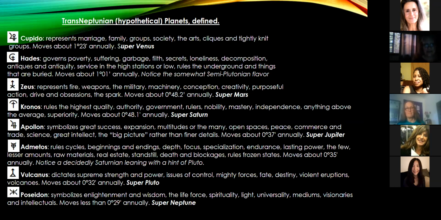Zeus, well, that looks like a rocket, so that suits Zeus. This image right here suits Zeus perfectly and represents fire, weapons, the military, machinery, conception. So there's a spark right there. You know, the idea of Zeus being a rocket, that's also a spark, and conception, whether intellectual or physical conception, and creativity and purposeful action, a drive to act, kind of like Super Mars, right? So that moves just under half a degree annually.